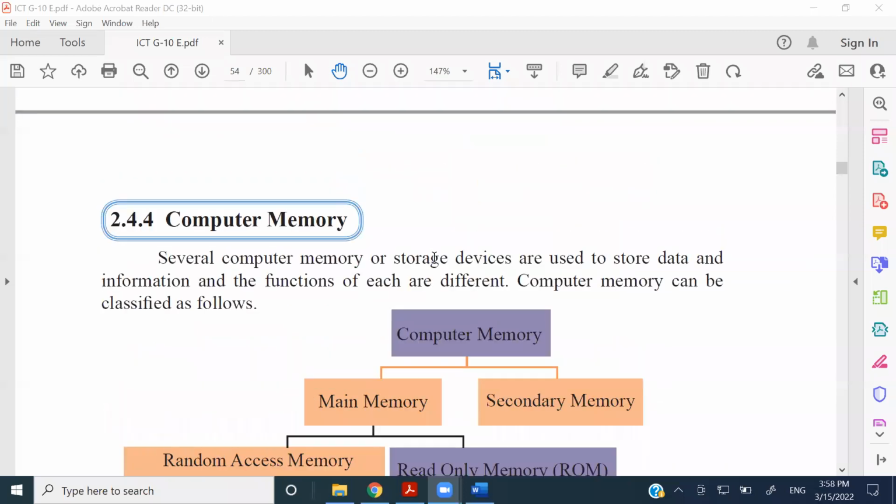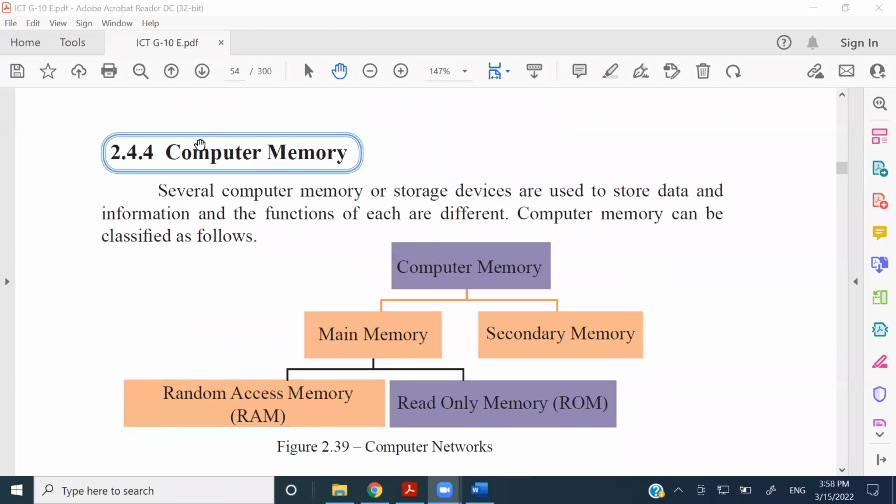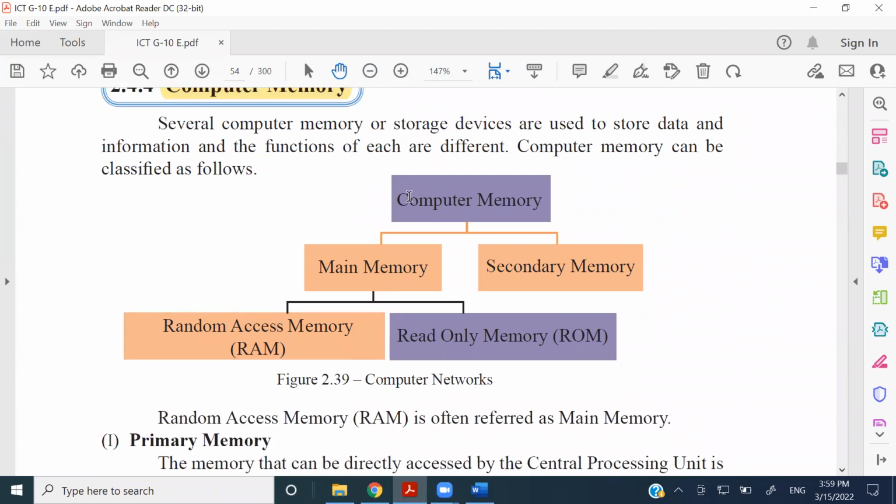Okay, so shall we write about the computer memories, people? Have the heading computer memory. And it's better you have the cache memory as well under the main memory, right? So let me have it over here.